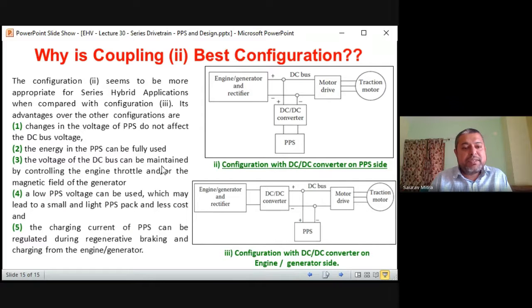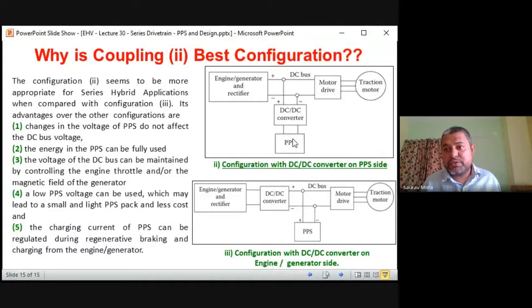Third, the voltage of the DC bus can be maintained by controlling the engine throttle and/or the magnetic field of the generator. So the main DC bus voltage is mainly driving the traction motor. PPS is not mainly driving the traction motor; PPS is just a bumper kind of source, so it should not do too much for the traction motor. But the engine generator should be doing most for the traction motor, and that happens here because the DC bus voltage is directly equal to the engine generator voltage. That means this is actually controlling the DC bus.